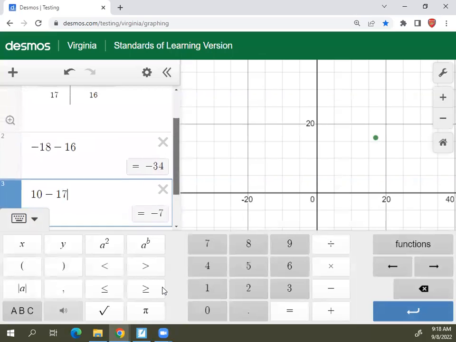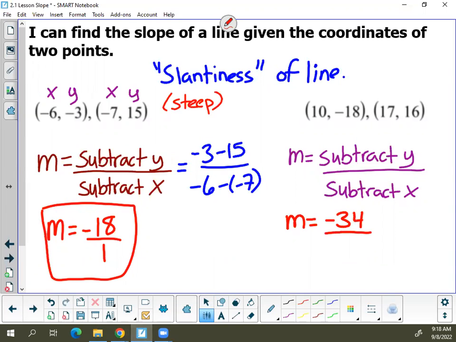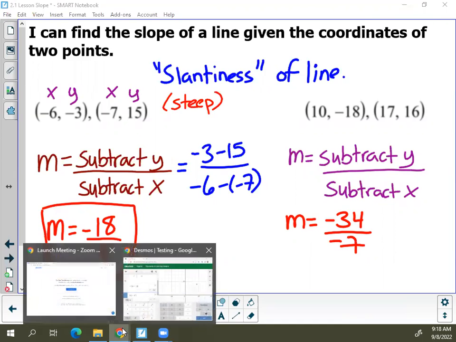So I think doing this method is going to help you avoid some pitfalls of finding slope, where we perhaps don't subtract in the correct order, or where maybe we have a problem with some positive and negative numbers. So my top is negative 34. My bottom is negative 7. I can write that down. We always want to simplify fractions. So I'm going to actually put that negative 34 divided by negative 7 into Desmos.